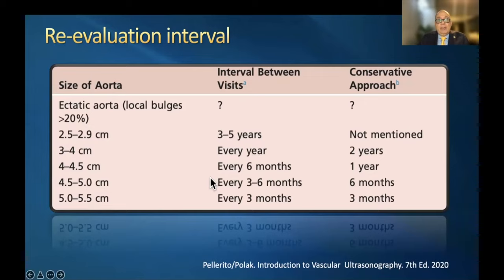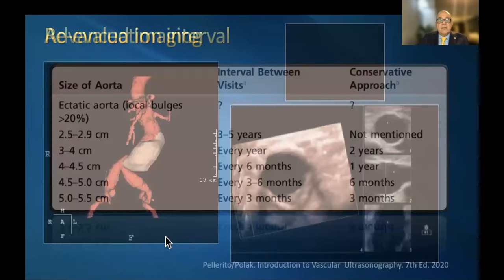4 to 4.5, every 6 months, never more than 1 year of interval. 4.5 to 5.0, every 3 to 6 months, never more than 6 months. And 5.0 to 5.5, every 3 months, because we need to see the rate of enlargement, the rate of the increase of the diameter in order to decide the proper moment for the intervention. That's the reason we need to do the evaluation every 3 months in these cases.